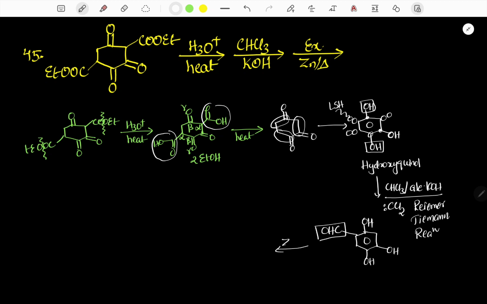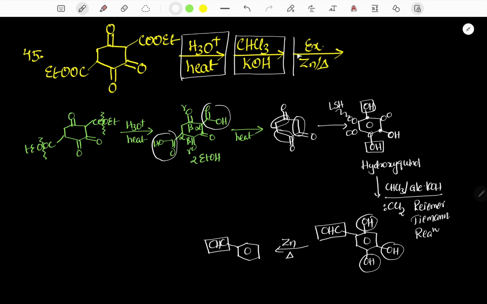Now this product is treated with zinc and heat. So it removes the oxygen from the aromatic compound, from the phenol derivative, and the aldehyde remains in the molecule. So this is a deoxygenation. So the first reaction is ester hydrolysis and decarboxylation. The second reaction is the Reimer-Tiemann reaction. The third reaction is removal of oxygen from the phenol.